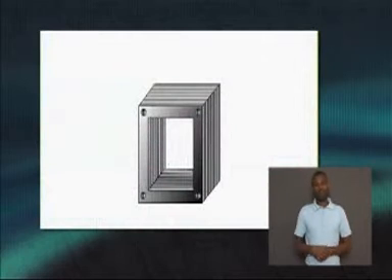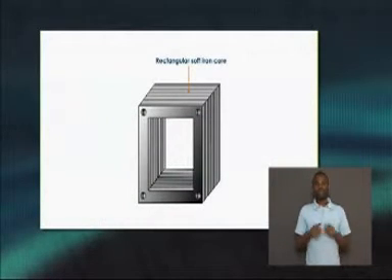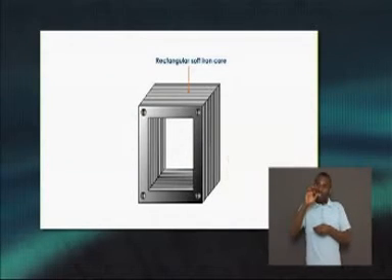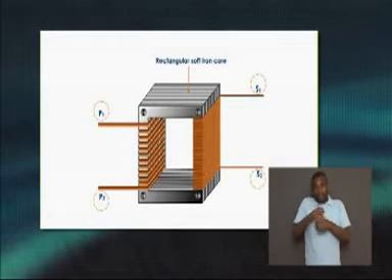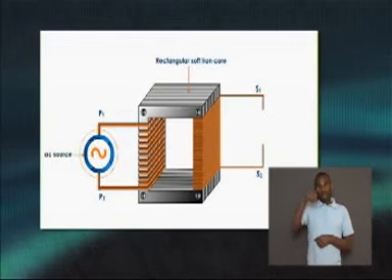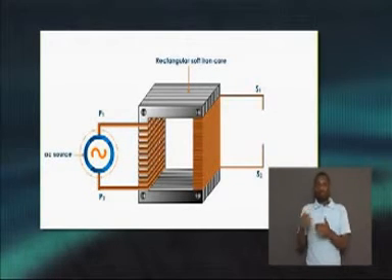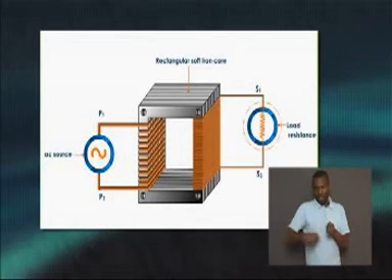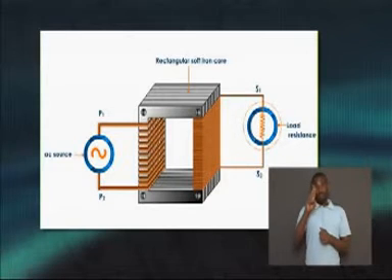The main component of the transformer is a rectangular insulated soft iron core. The core is laminated to avoid the heating effects of the eddy current. One side of the core is connected to the alternating current provided by a generator through a series of copper wires, creating a coil.